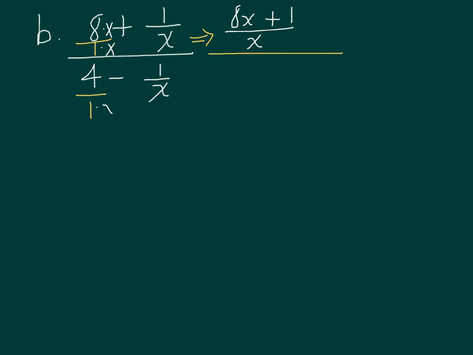Same thing on the bottom. This one has an x, this one has an x. So that leaves me with 4x minus 1 over x. And then, once you have 1 fraction in the top, 1 in the bottom, you write it like a division problem, horizontally instead of vertically.